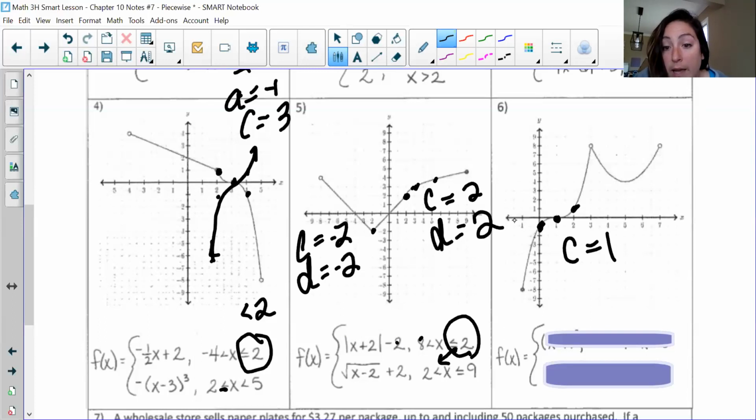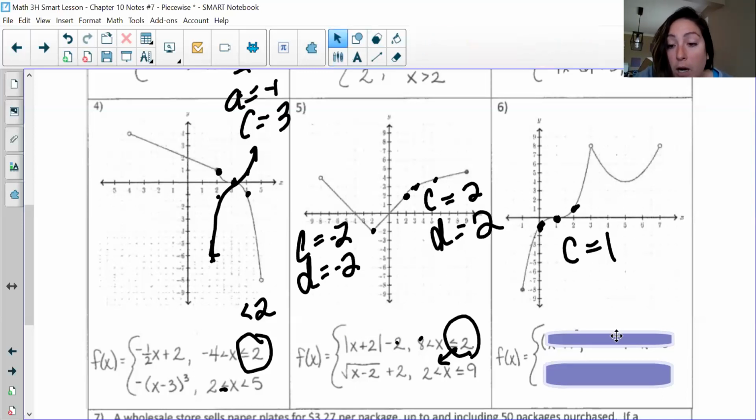So -1 is less than or equal to x, which is less than 3 for our x cubed. So we get the quantity x minus 1 cubed between -1, which is less than or equal to x, which is less than 3.